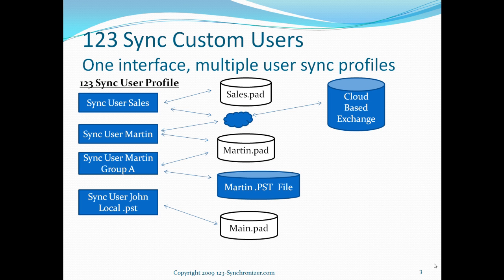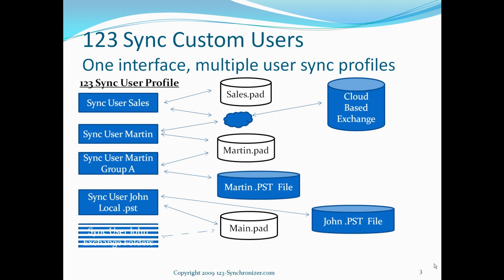Also, we have a user John, and John wants to select his main database with his local PST file, and as well John wants to synchronize his main database to Exchange, to a networked Exchange. So all these configurations are supported from the unique interface from 123 Synchronizer for ACT and Outlook.